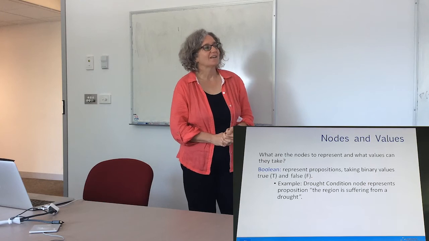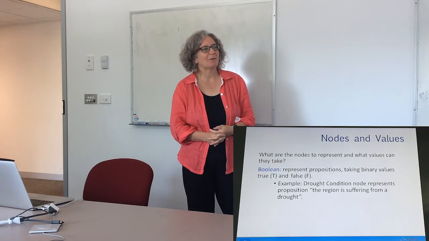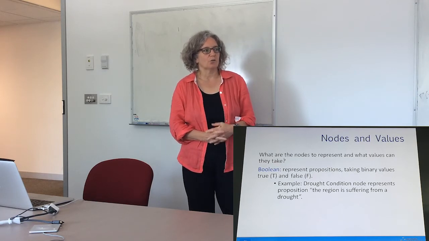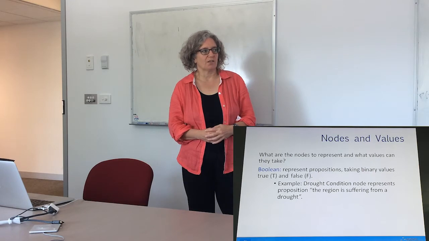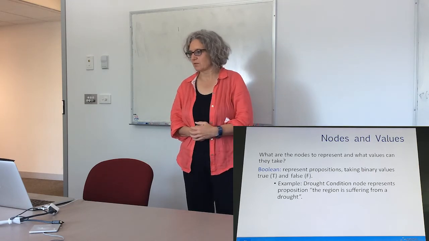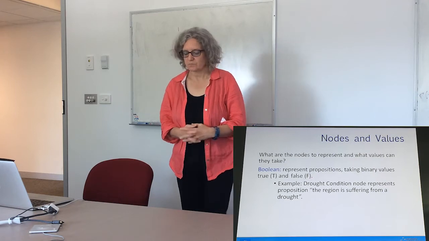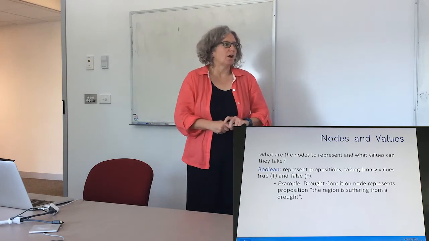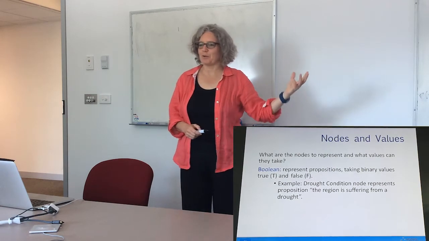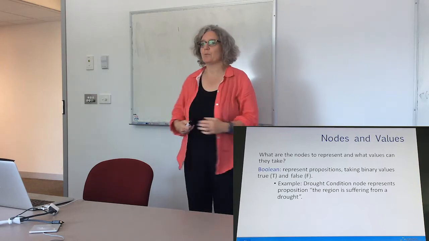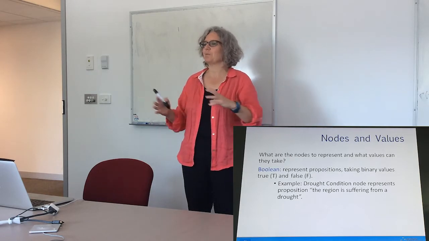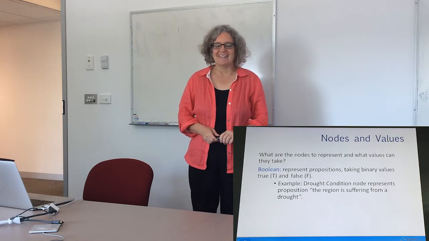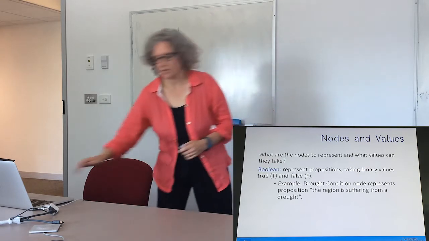Thank you, Paul. Okay, it can be Boolean, represent propositions, taking binary values true or false. So we could have a drought condition node representing the proposition that the region is suffering from a drought, something like that. I've got things ready to say what I think they should be, but now this is where I'm going to switch to the board and ask you what you think, and you may not agree with my take on it, and we'll probably go back to my version because I've got the rest of the example prepared.